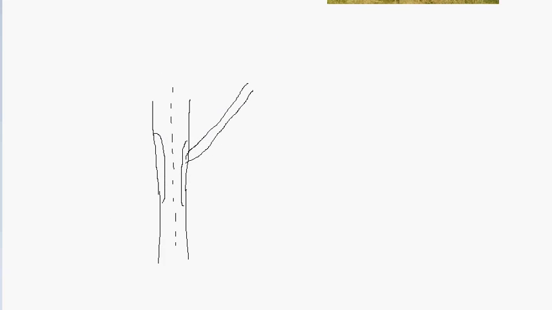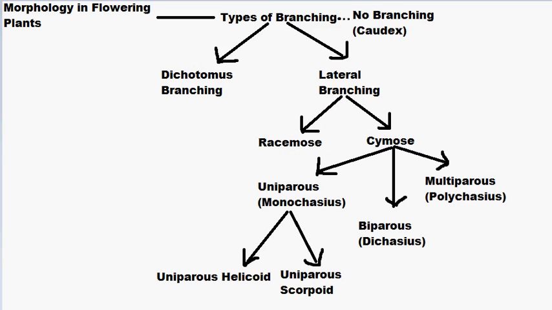Now the lateral branching, as you can see, is again divided into racemose and cymose type of branching. So let us talk about them. So let me explain the meaning of racemose and cymose. You will get these terms in the inflorescence part also of this chapter. So if you learn from any one part, you will be able to correlate it with the other part. So it is an advantage.